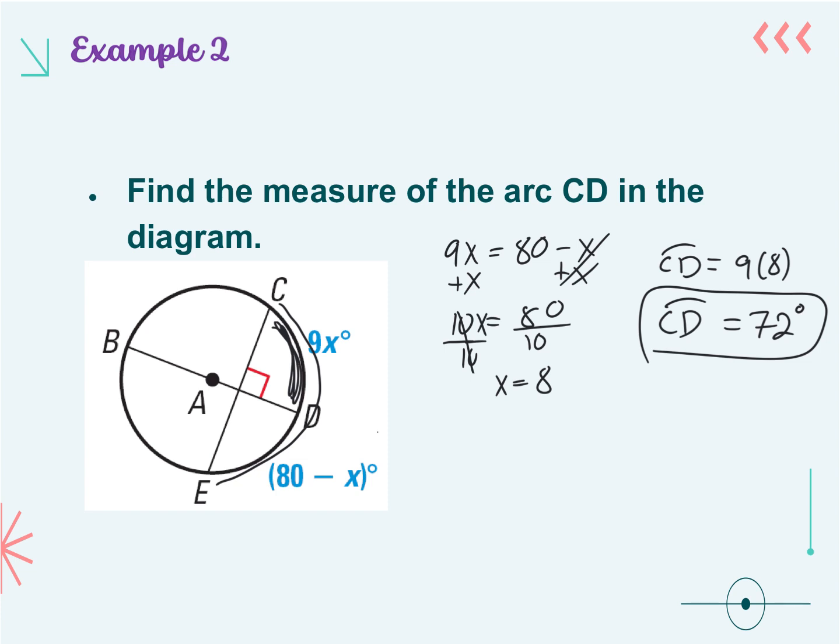Now, if they were to have asked for BC, for example, and you don't have any other information, you can do 180 minus 72 to get 108 degrees. Because even though this is not a central angle, this part right here is still a semicircle. Even if it's not in the center, technically you can still do that if they were to ask you for BC or BE. But for BE, you would have to find ED first and then subtract it from 180.